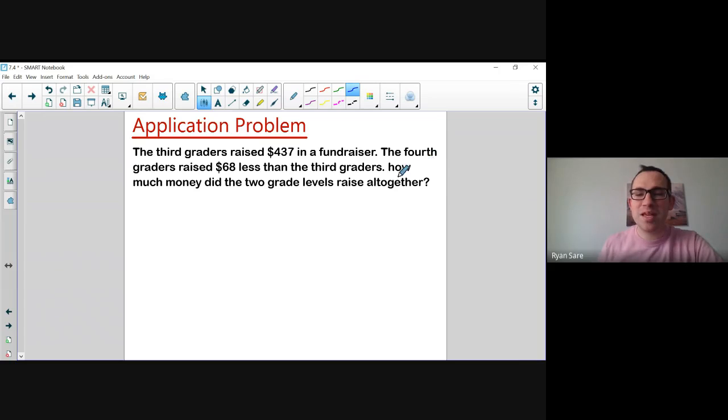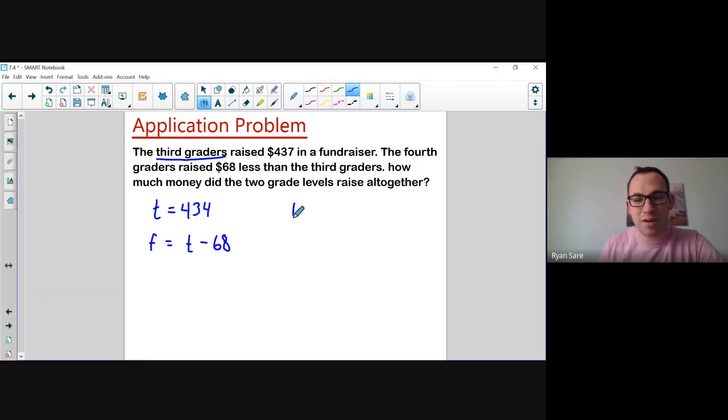Something that jumps out to me is that they tell us how much the third graders earned. We're going to use a T to represent the third graders, but they didn't tell us how much the fourth graders earned. I'm going to use an F to represent fourth graders. Instead, they told us that the fourth graders raised an amount that was less than what the third graders had. So whatever the third graders had, it was $68 less. So this is me just using an equation to write out my thinking.